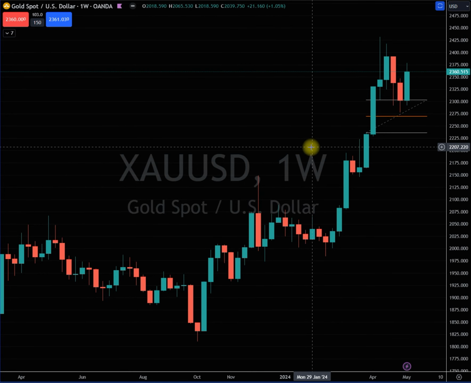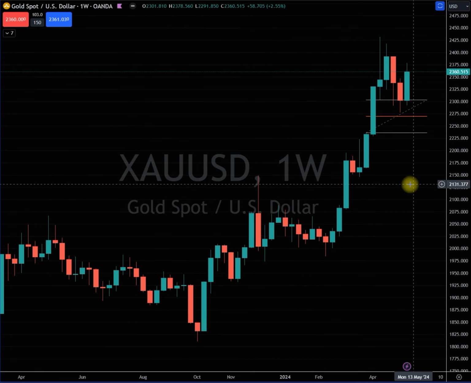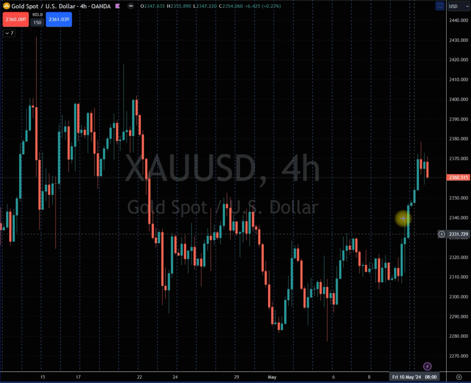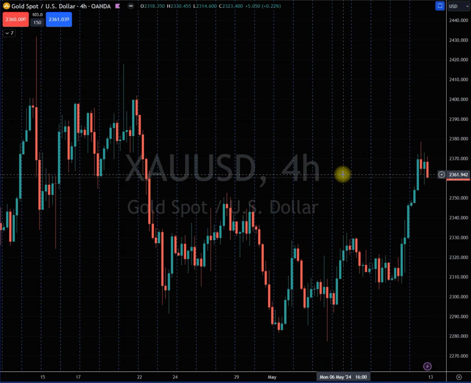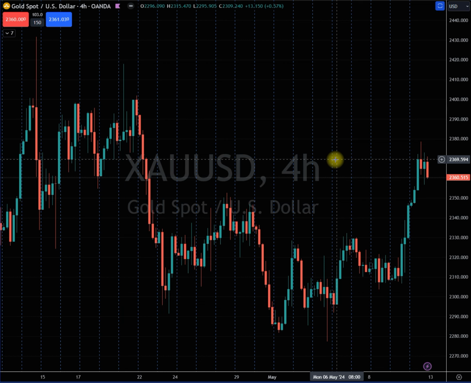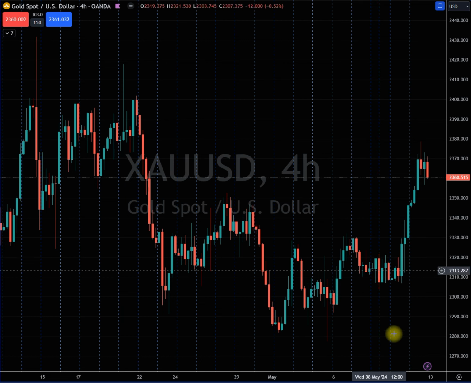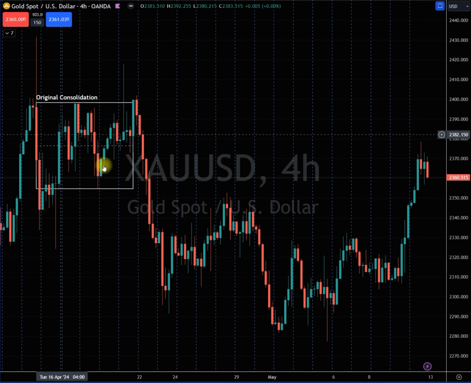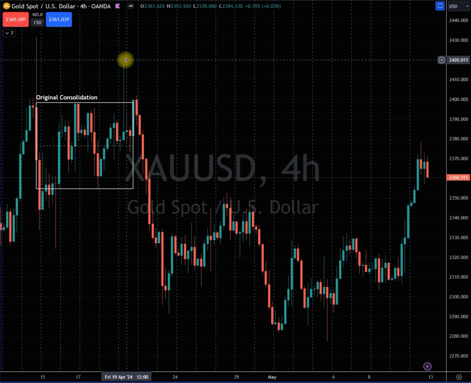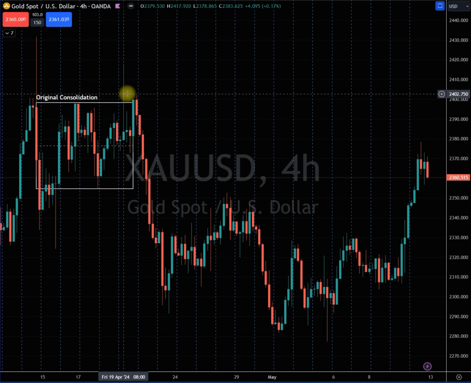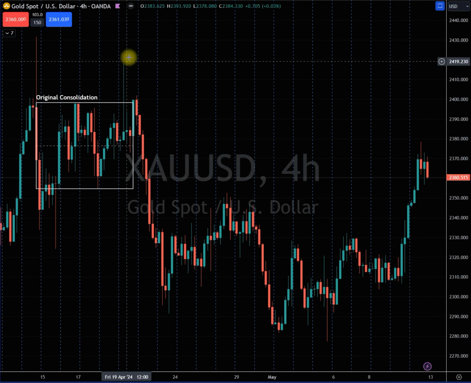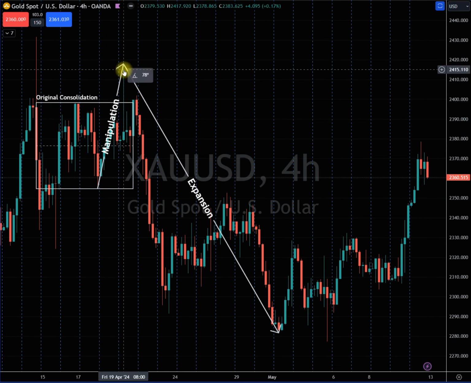So in my last analysis video, I have been bullish, and on the 4-hour time frame, I noticed that price was in a market maker buy model. We have our original consolidation over here, and then price went up. It didn't break, this is just a wick, but nevertheless price went up, creating this manipulation move to the upside and then expanded to the downside.